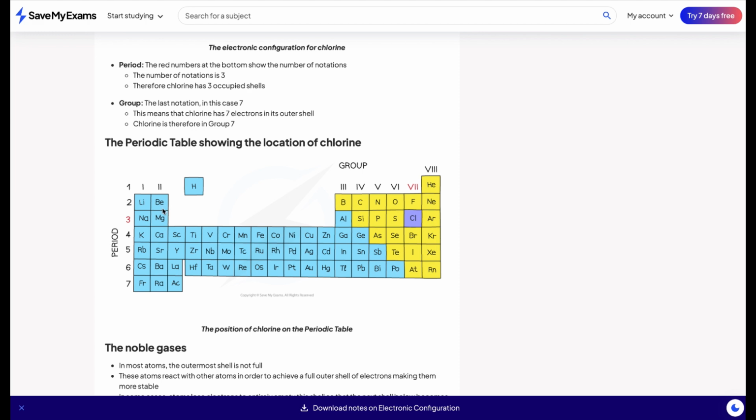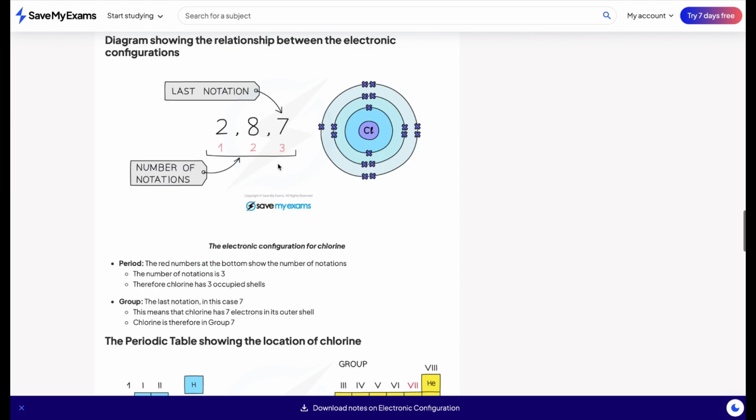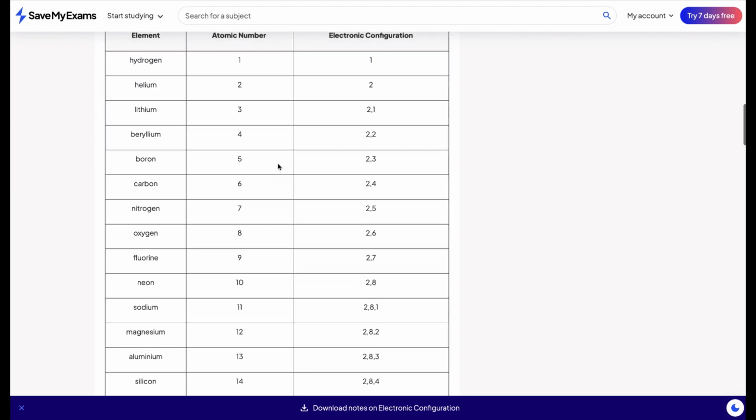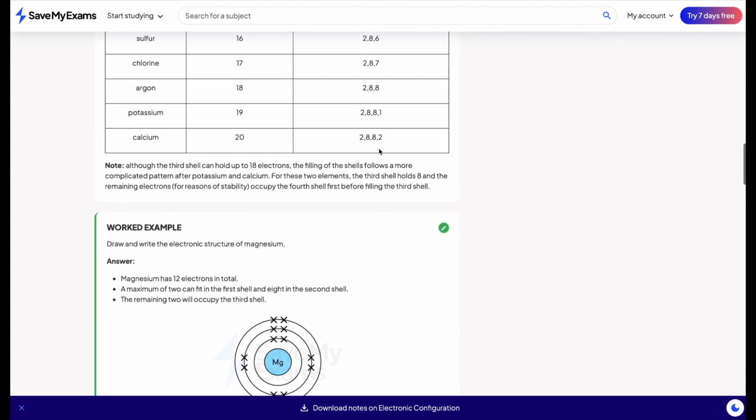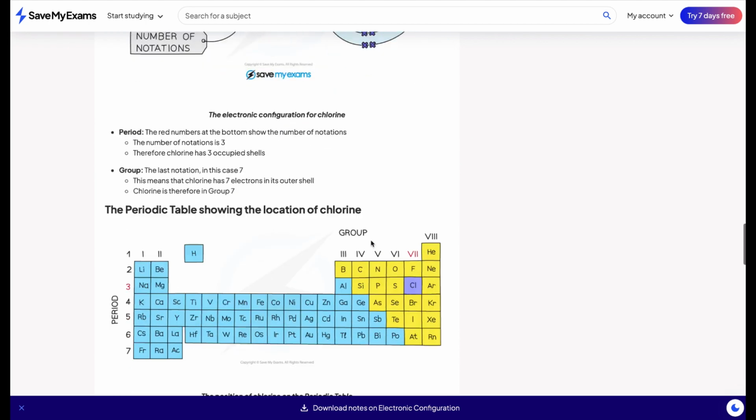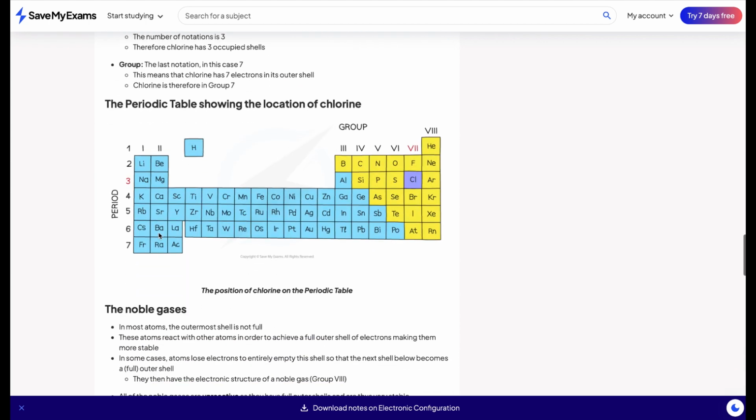The ones that end with 2, like beryllium and magnesium, let me show you those. Look at beryllium. It ends with 2 in the electronic configuration. Magnesium ends with 2 also. So they will be in group 2. Calcium also ends with 2. Anyone that ends with 2 will be in group 2 in the periodic table. So the number of electrons you have in your outer shell determines your group.